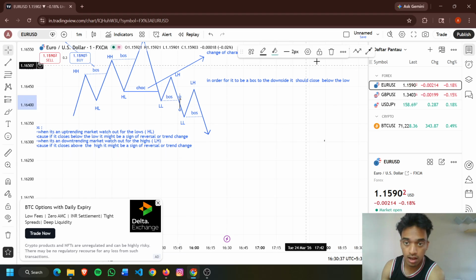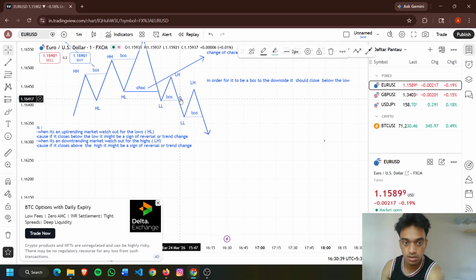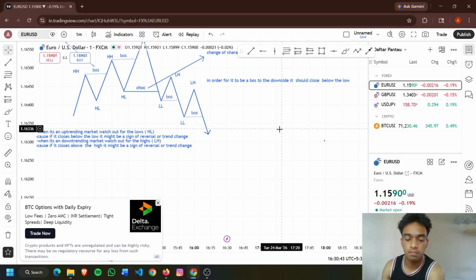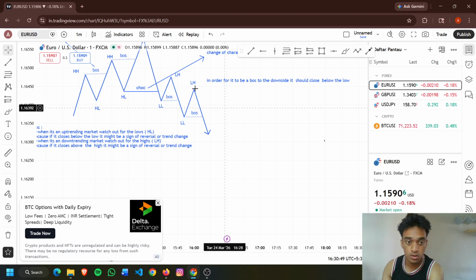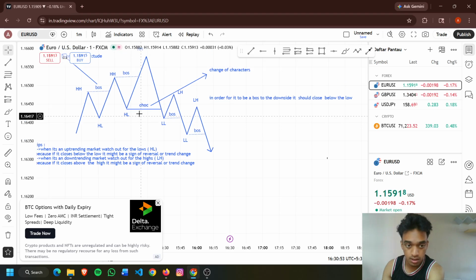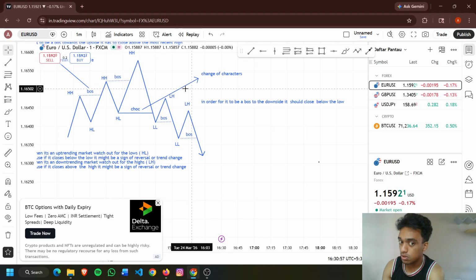So I talked about break of structure and change of character. Change of character is basically what happens when an uptrending market changes to a downtrending market. So the break of structure from a higher low is called a change of character, CHOC. I want you to remember this also because we are going to use the short form a lot. I want you guys to note it down.